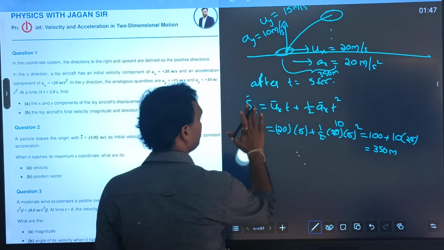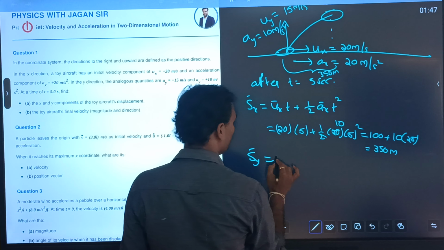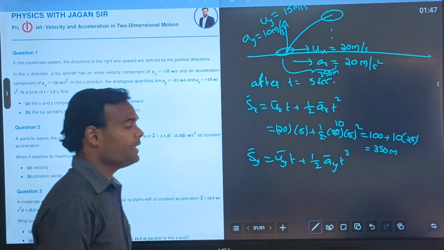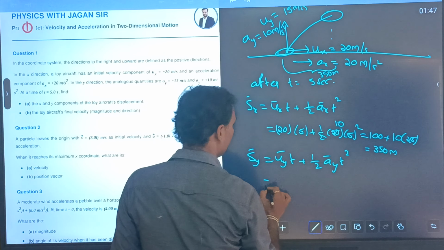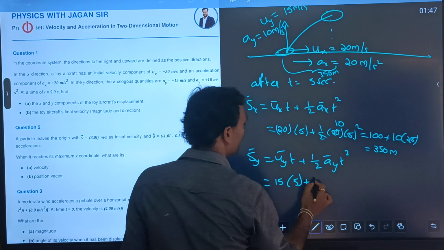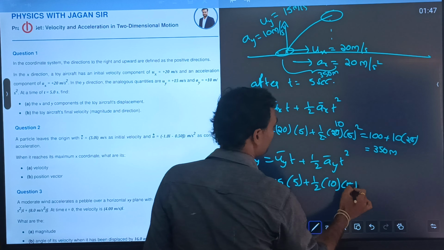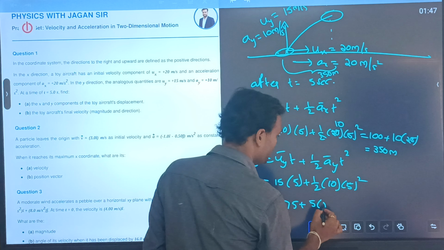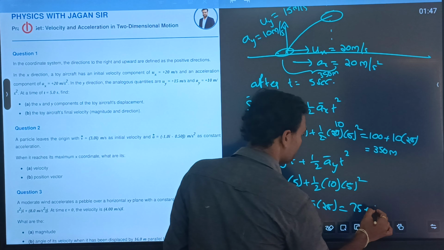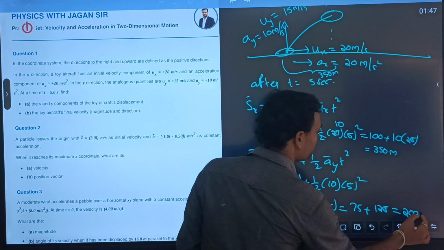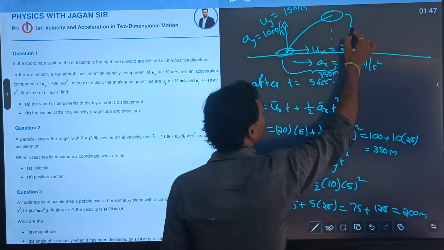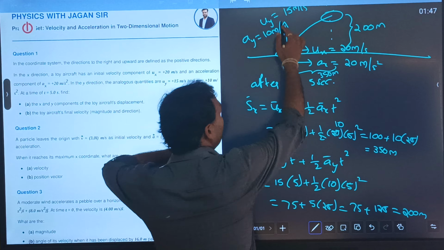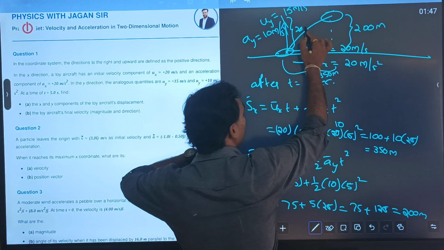Now, displacement on the y-axis, sy = uyt + half ayt square. Now, uy is 15, time is 5, half × 10 × 5 square, right? Now this will be 75 plus 5 into 25, that is 75 plus 125, which is equal to 200 meters. This says that this length is 200 meters. That is, on the y-axis it is at a distance of 200 meters from the origin.